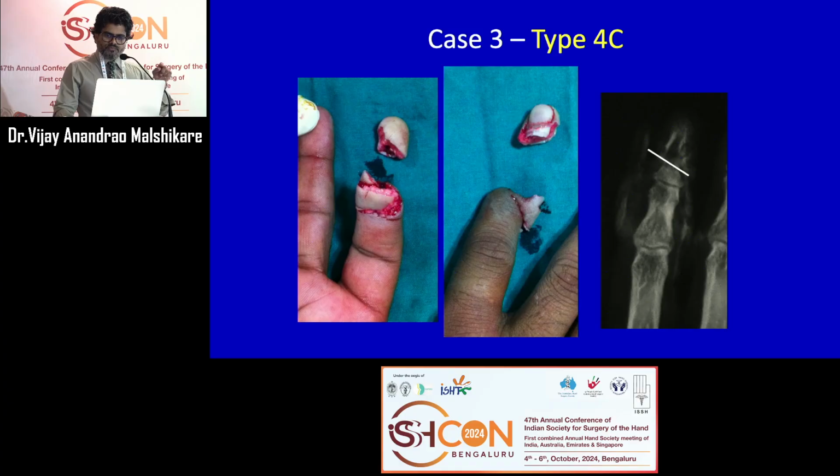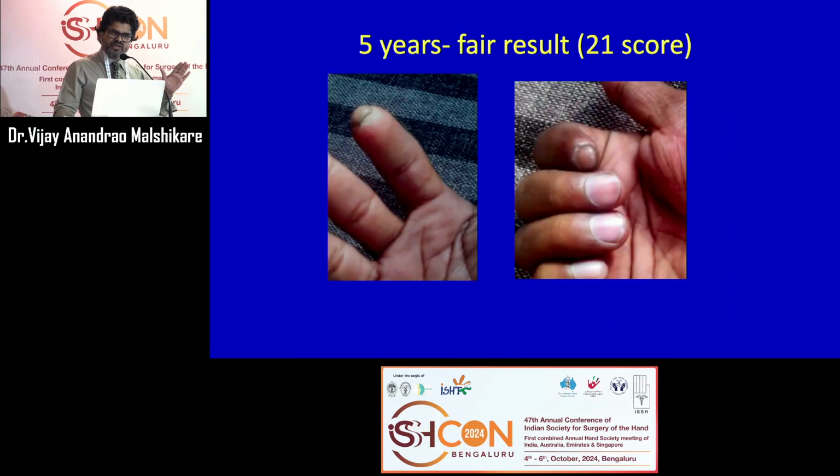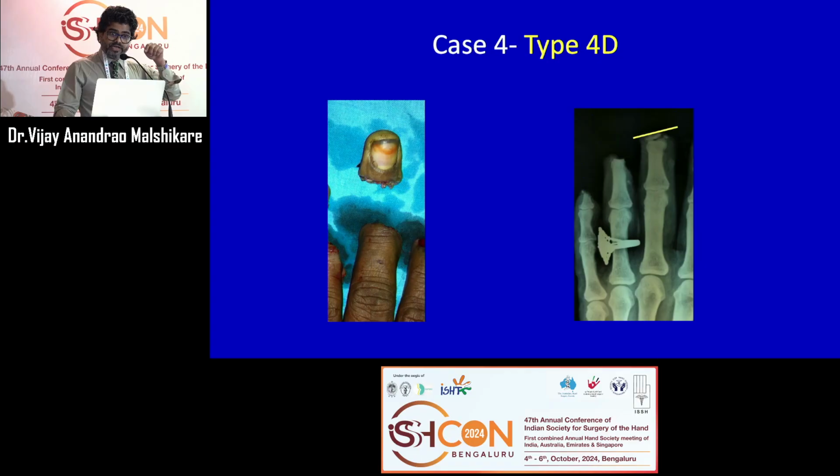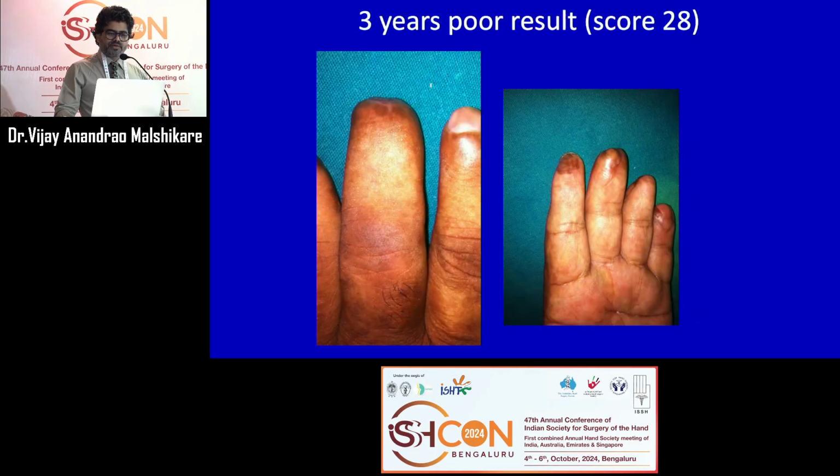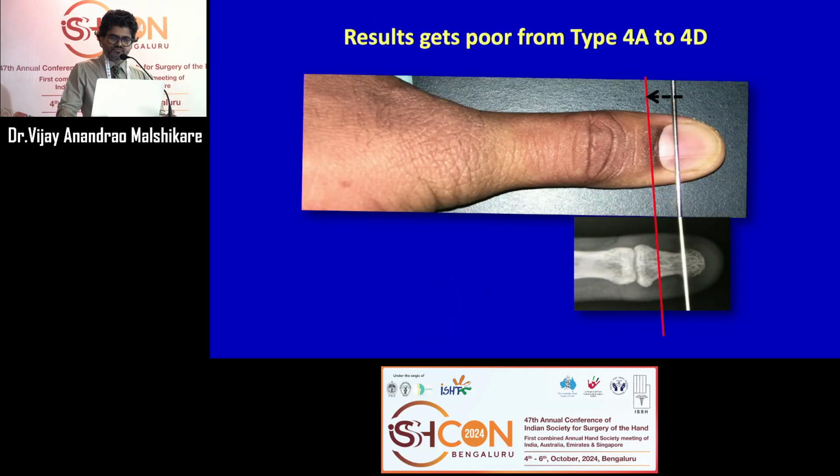Type 4C, through the eponychium, results are fair. And if it's type 4D, proximal to eponychium, results are bad. So upon this level, you can judge which has to be put back and tell the patient that at this level you can get a good nail, at this level the nail will not grow, but you will get something to pinch. So results from A to D get poorer.